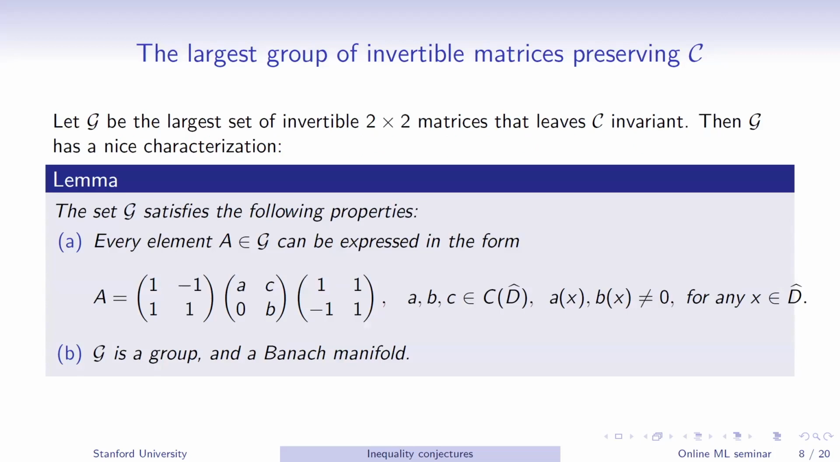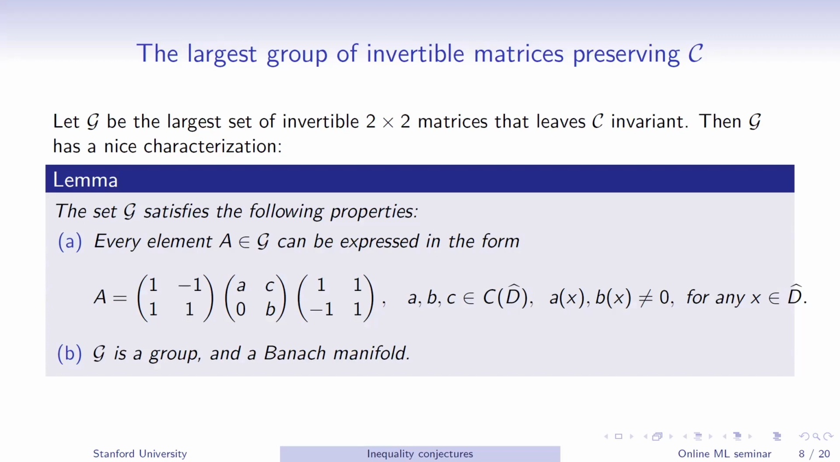So the natural question is, what is the largest set of 2 by 2 invertible matrices that leaves C invariant? Actually, this group has a nice characterization. The full proof is in the paper. I don't think it's particularly helpful to go through the proof in this talk. But I will tell you how this result works. The thing I have on my slide is a slightly improved version of what we have in the paper.